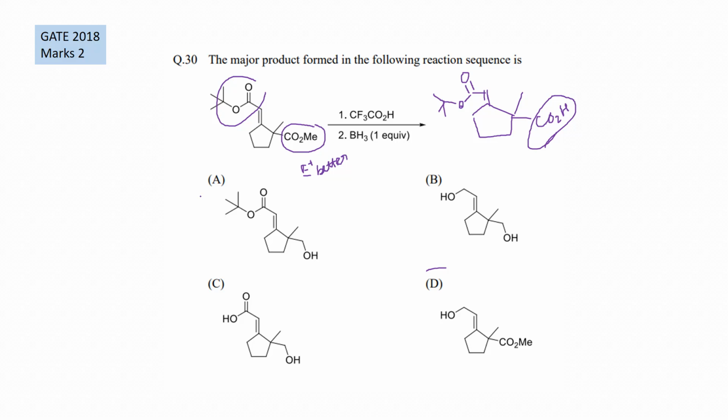Our desired product will be product A. Because here you can see one equivalent of this is used, and it will selectively reduce the acid and we get our desired product A. Okay, so I hope it's clear.